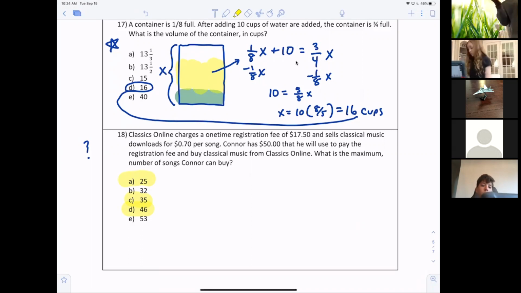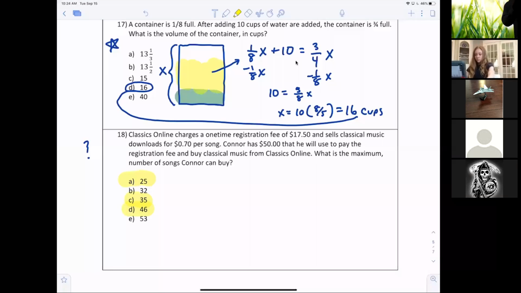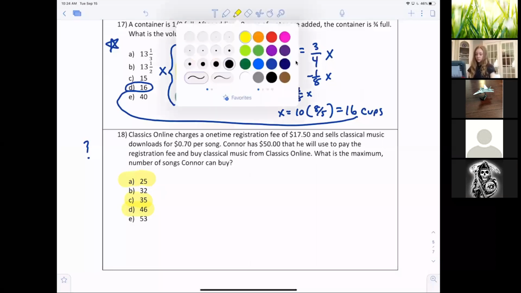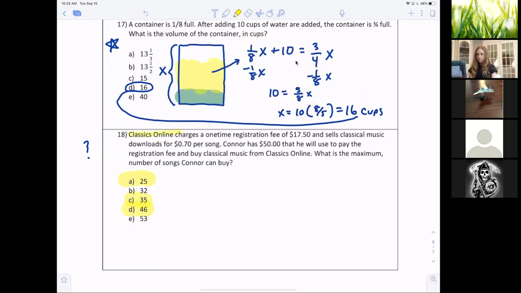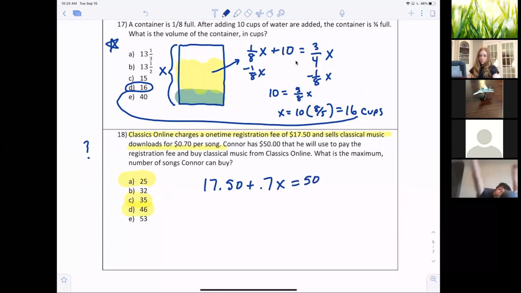So now, guys, there's nothing I can do here. This one I think is pretty straightforward. I think everybody should be okay with this one. So here we go. It says, Classic Online charges a one-time registration fee of $17.50 and sells music for 70 cents per song. So $17.50 plus 70 cents per song, and I have how much money to spend? I don't understand what the problem is on that.